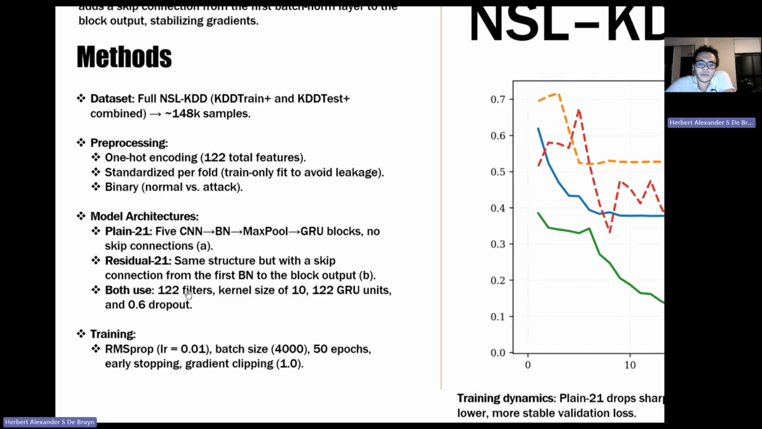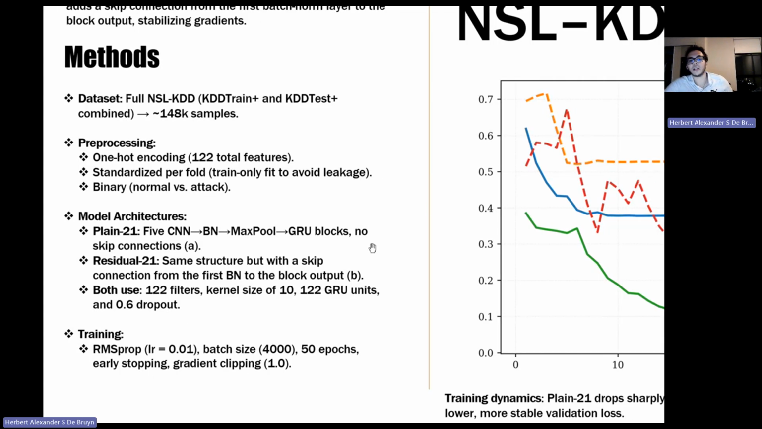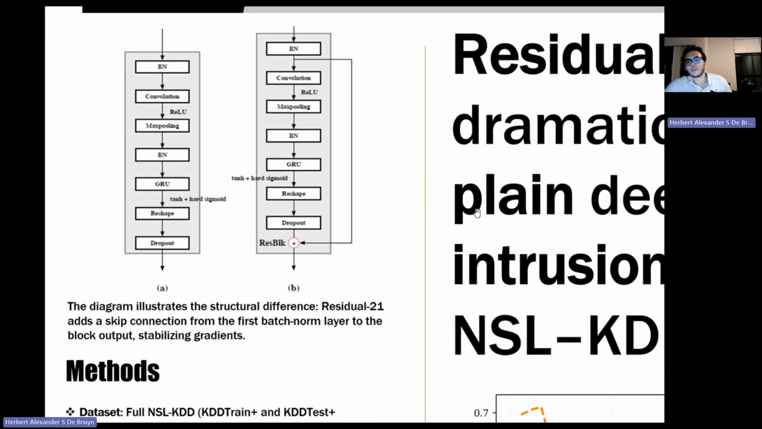Both models use 122 filters, a kernel size of 10, 120 GRU units, and 0.6 dropout. On the training side, we have a 4,000 batch size, 50 epochs, early stopping, gradient clipping, and also the RMSprop optimizer with 0.01 learning rate.